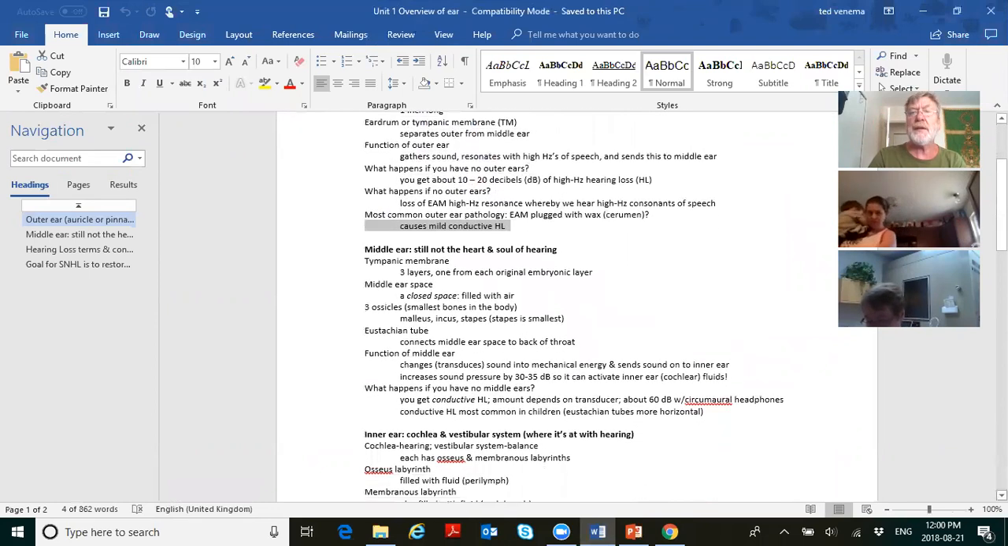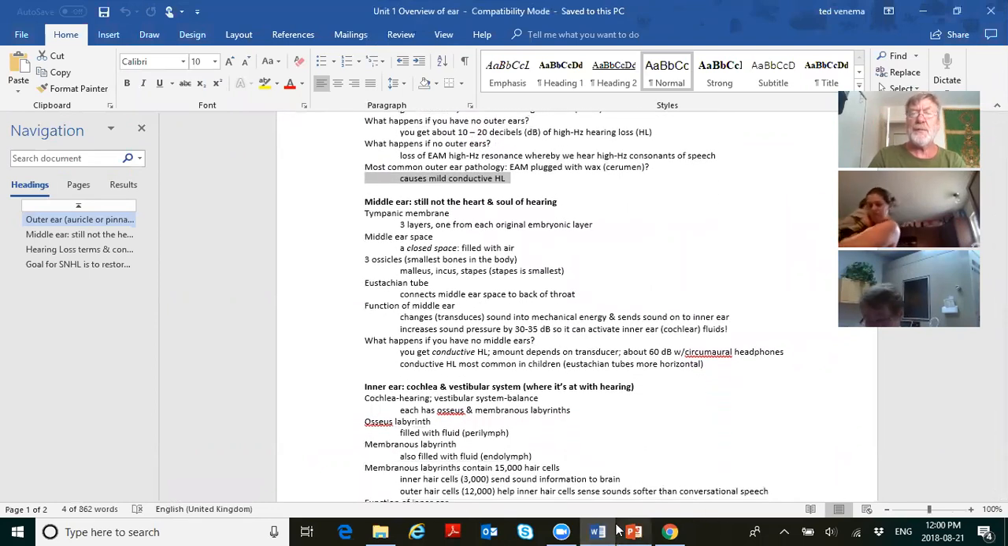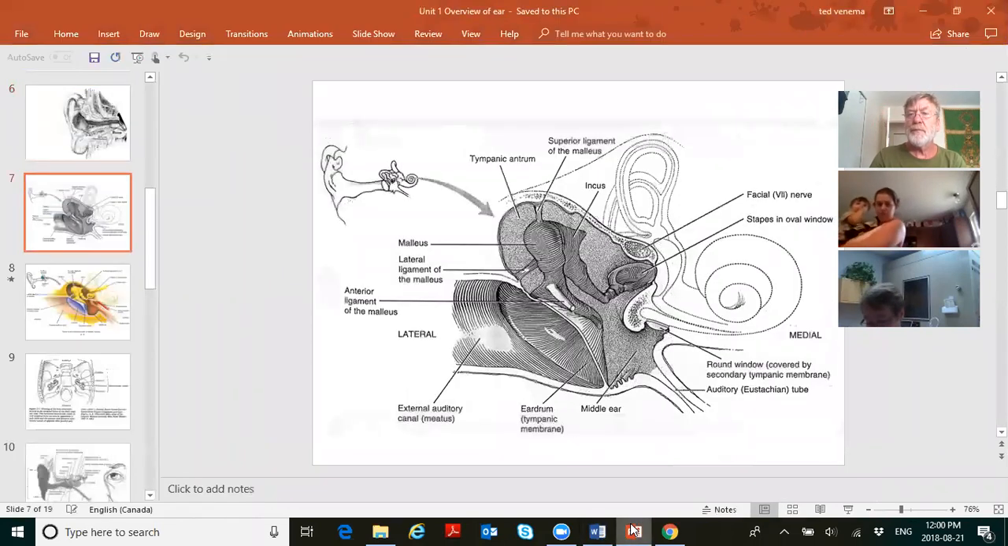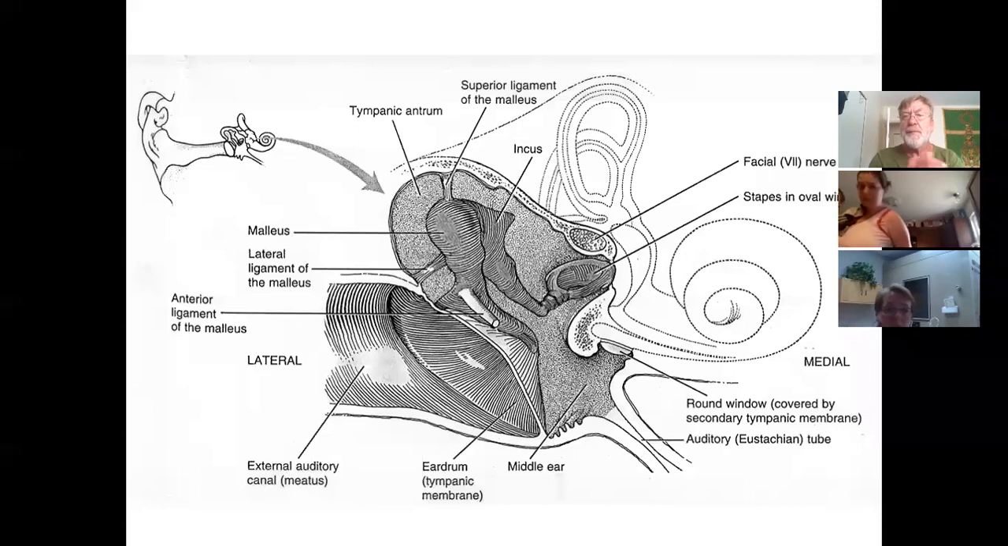Now let's look at the middle ear. Here's your middle ear, and I'll blow it up and make it bigger. It's about the size of a sugar cube. Here's the eardrum. Notice that it's shaped like a speaker cone. It's not a flat thing. And look at the way the first bone is attached to it, just at the top half.